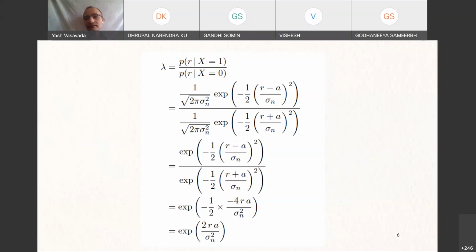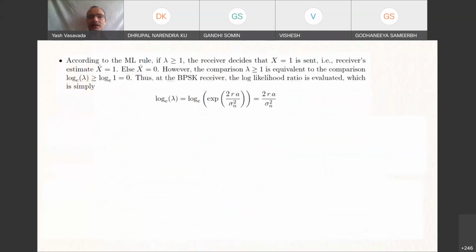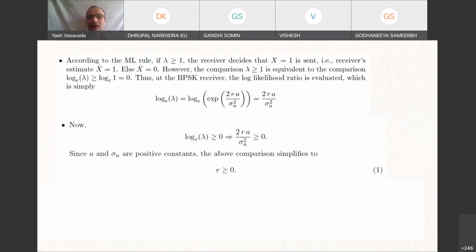So this is good enough. If you say that you derived lambda as an exponential function of 2RA divided by sigma n squared, and then you compare it against 1, that is okay. That is good enough. But I also wanted to see if some of you take this next step and further simplify that expression, so that you can say that the decision rule is simply comparing R against 0. And I saw that in your lab reports, many of you did take this extra step.